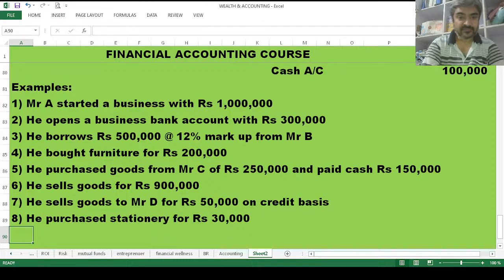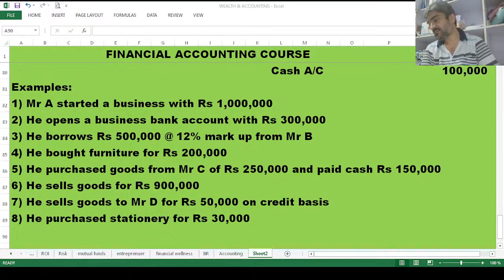This is a financial transaction and it has also two effects. Number one is increase in stationery by rupees 30,000. Stationery is a consumable asset. Simply you can say that it is an asset. Okay. And the second effect is that there is a decrease in cash balance by rupees 30,000. And cash is also an asset. Okay.